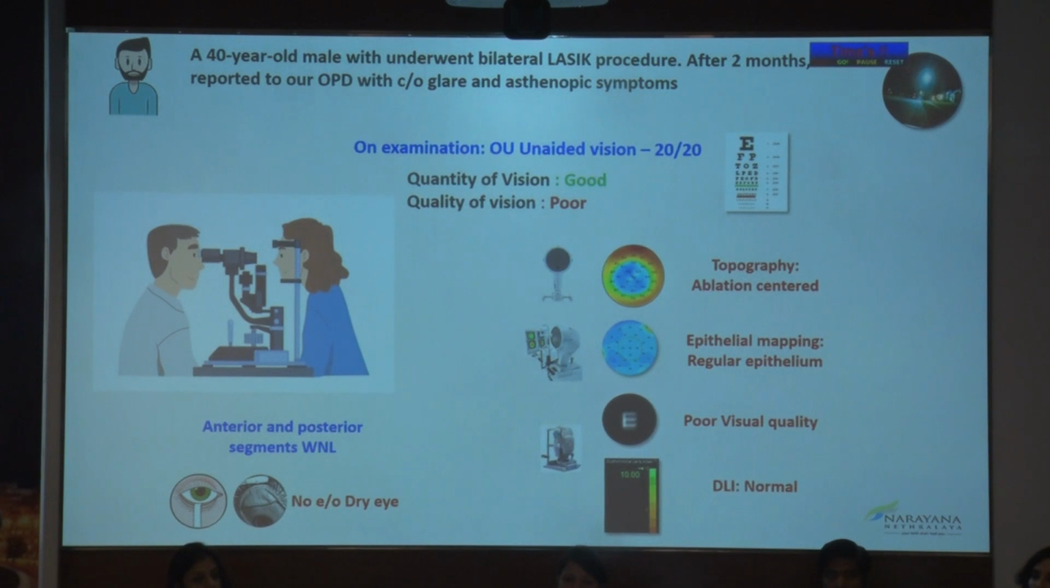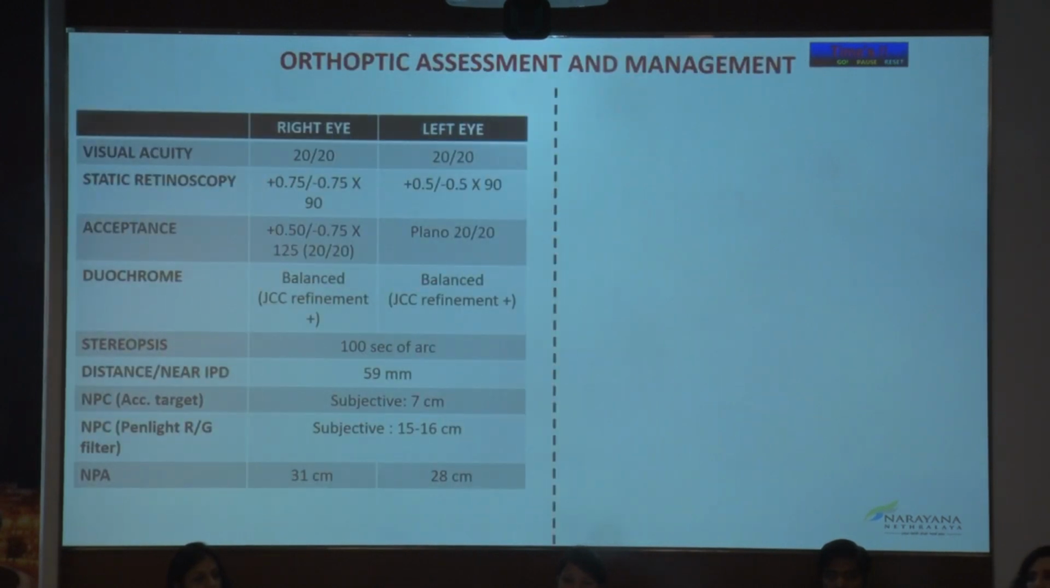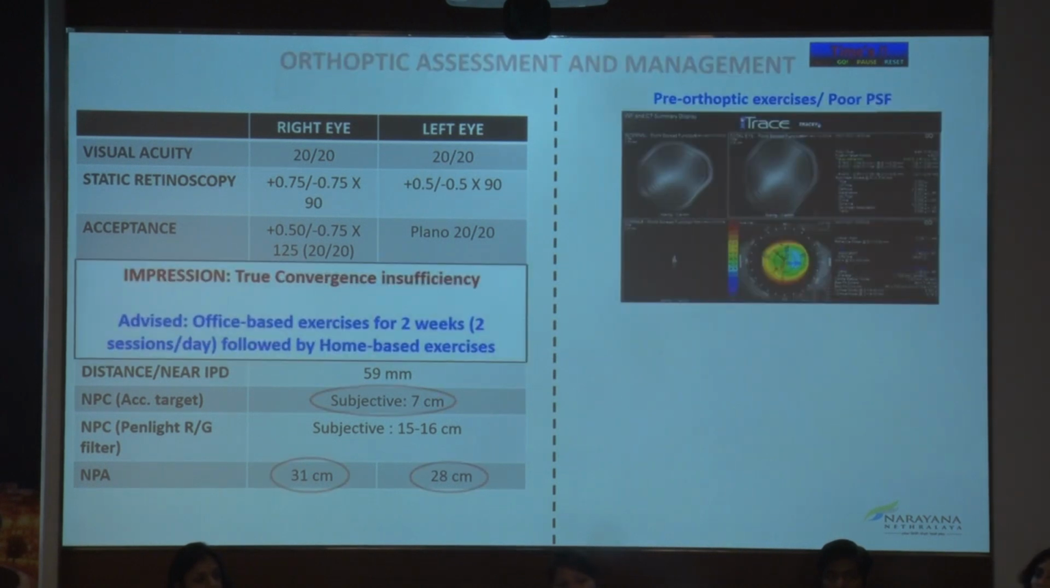Now what can be done for this patient? We just spoke about it. Our algorithmic approach tells: check the orthoptics, check how the binocular vision is. So this patient had a true convergence insufficiency. Look at the point spread function. It's absolutely showing internal aberrations are very high.